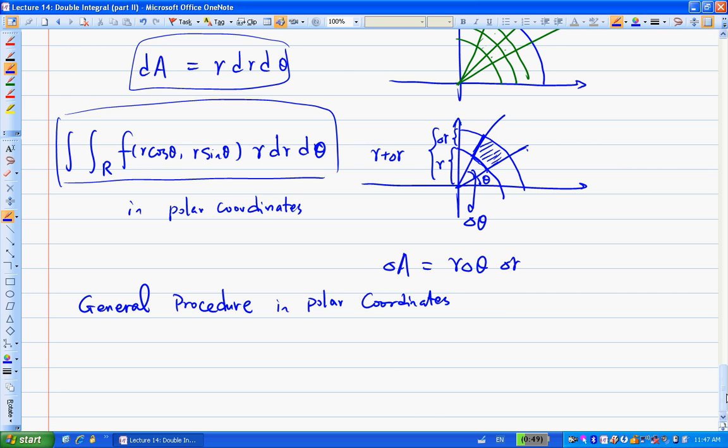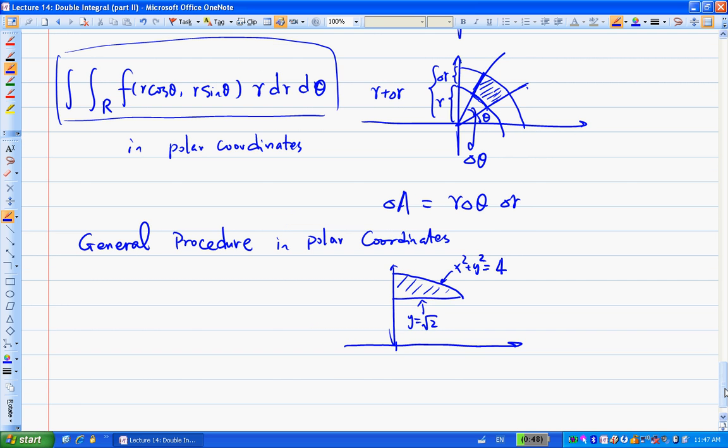So let's take a look at the general approach here. I'm going to use a sample region R to carry out these general procedures. Here's this region R. The bottom here is y equals root 2. The top here is x squared plus y squared equals 4. That's the region R, and we're going to use polar coordinates.